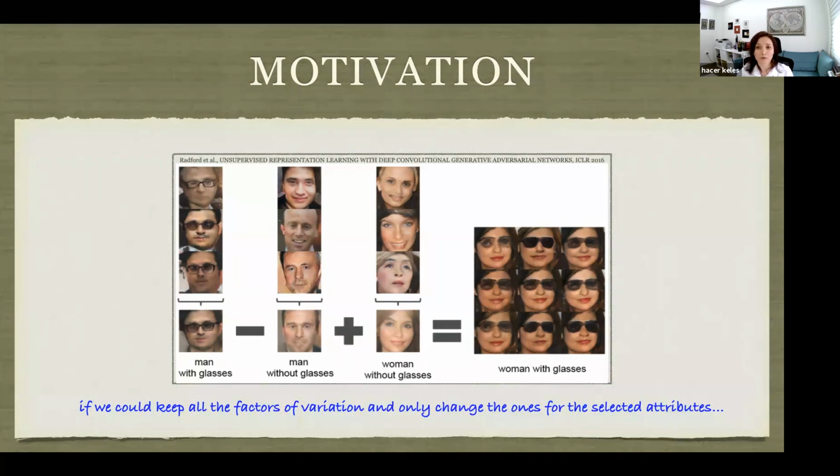Similarly, average Zs are computed for men without glasses and women without glasses. The Z representations of these images are used in the vector algebra as shown below, and as a result, we observed women images with glasses when the obtained Zs are used to generate images. Utilizing the same logic, using the linearized vector algebra, we wondered if we can control the way we manipulate images by keeping all the factors of variation in the Z representations, yet change only the ones related to the selected attributes.